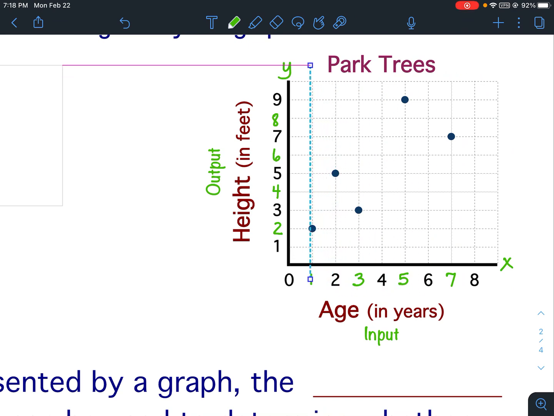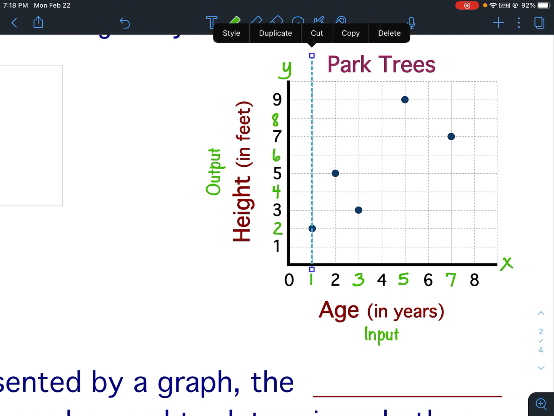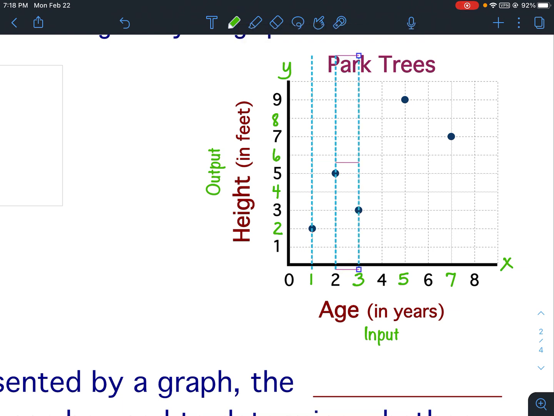Okay, so let's start with the input of 1. How many outputs, how many points are on that vertical line there? There's only 1. Okay, so let's go to the input of 2. How many points fall on that line? Only 1. Let's go to 3. How many points fall on that line? Only 1. So the input 3 has 1 output at 3. Input 2 has 1 output at 5. Input 1 has 1 output at 2.